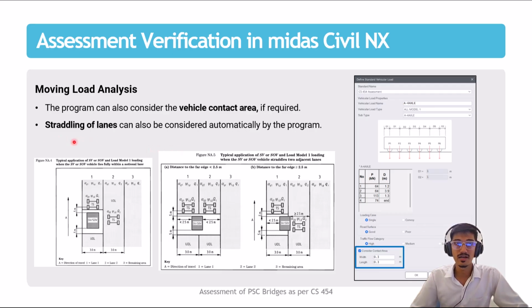The second is the straddling of lanes. So as you know that EN 1991 suggests the straddling of vehicle code. So whether the SV vehicle lies completely in a notional lane or if it is also overlapping with another lane. So what are the tandem placements for those load models? So that would also be ensured automatically by the program if you straddle the lanes.